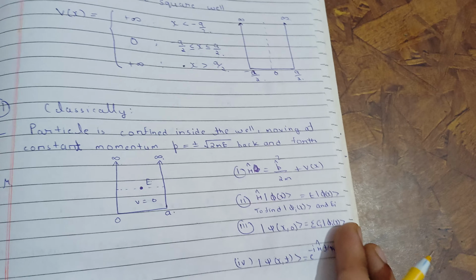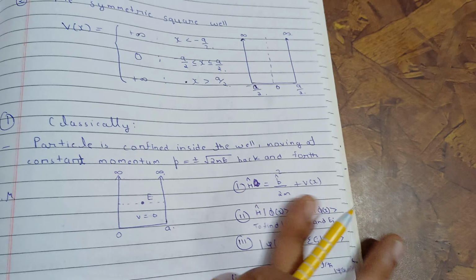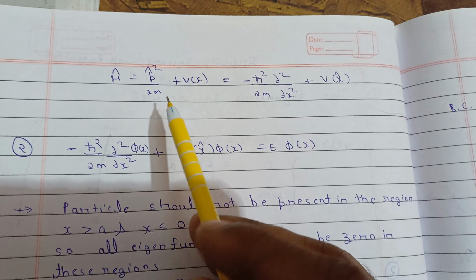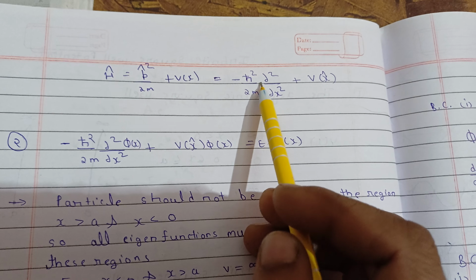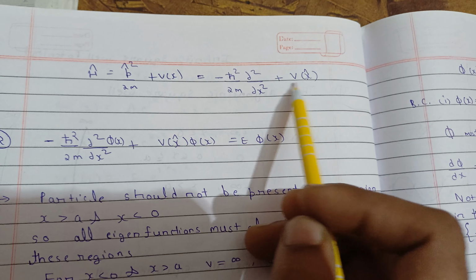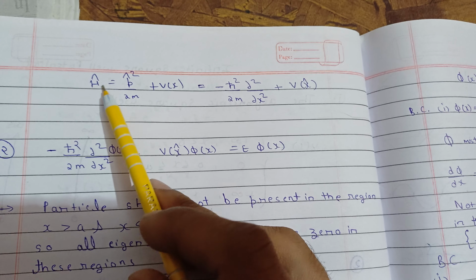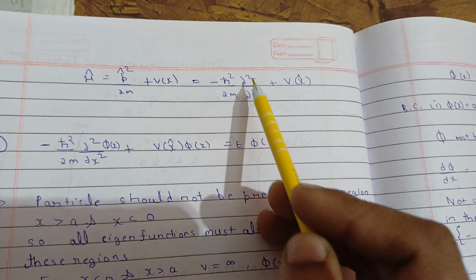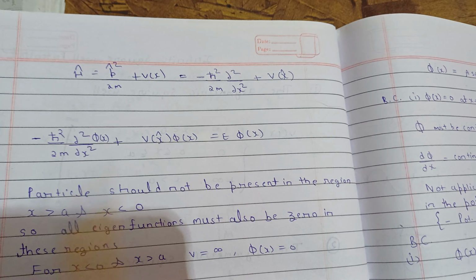Let's follow the procedure. First we need to write the Hamiltonian. We know the potential is 0, so it will be only the kinetic energy. So H equals p square by 2m plus V(x). We know the momentum operator is minus i h cut del by del x, so its square gives minus h cut square del square by del x square over 2m, plus V(x). Now if we operate this H on the particular eigenstate phi, H phi will give E phi, and here it will be del square phi by del x square plus V phi. So this will be your equation from the Schrodinger equation.